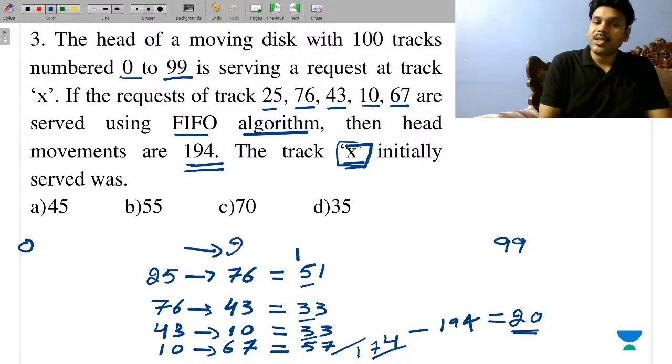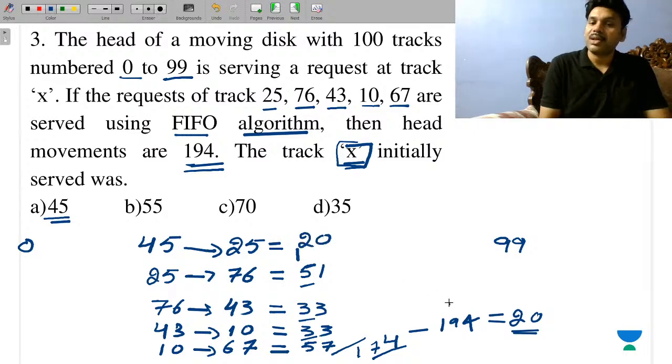So what will be the initial value? The initial value, see if I am taking 45, so 45 minus 25 is going to be 20. And your head movements are what? 194.